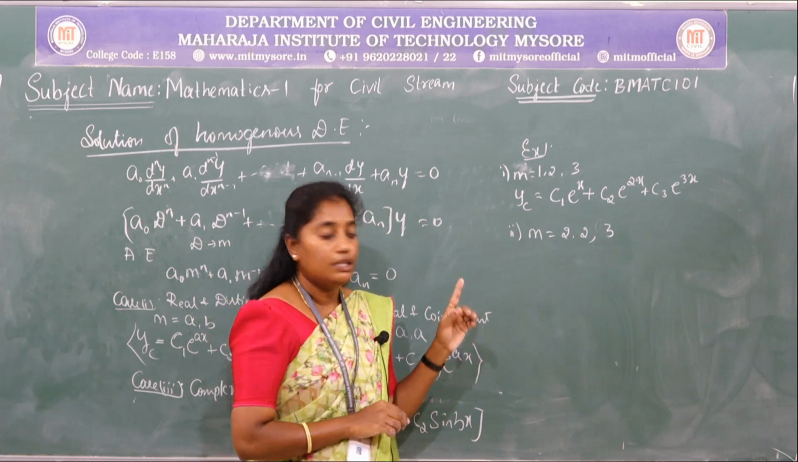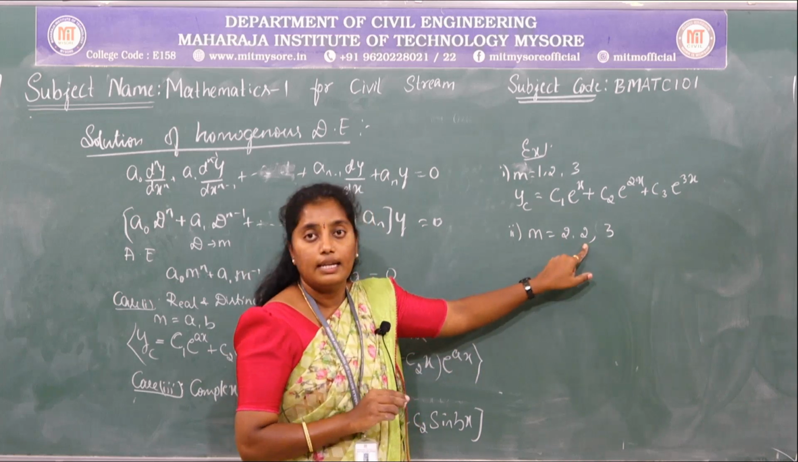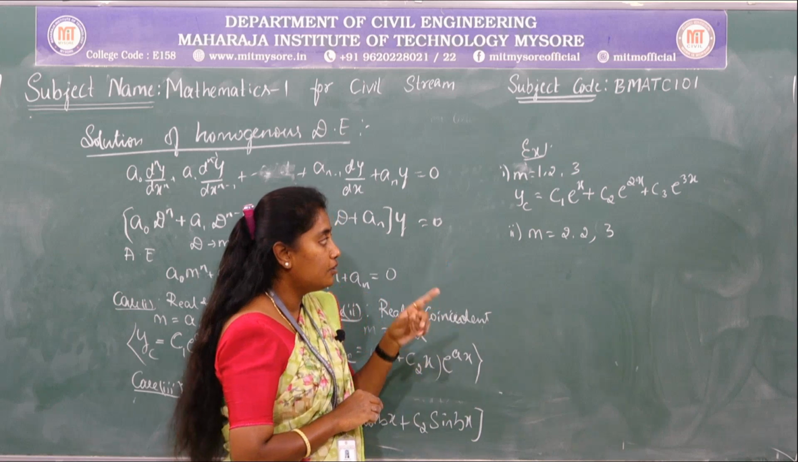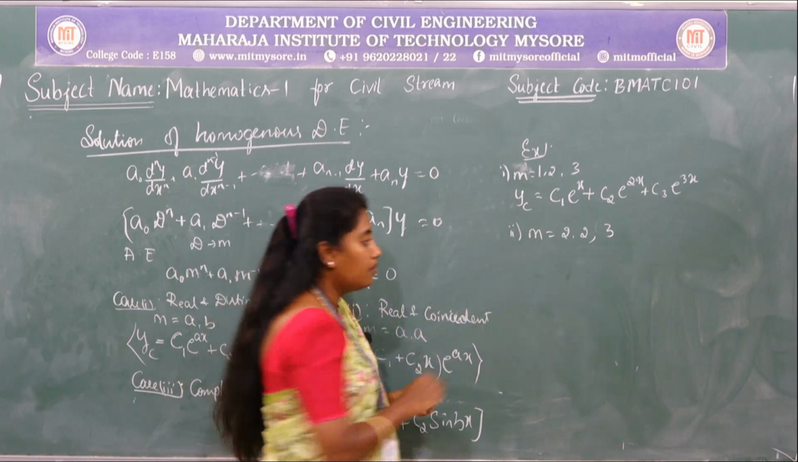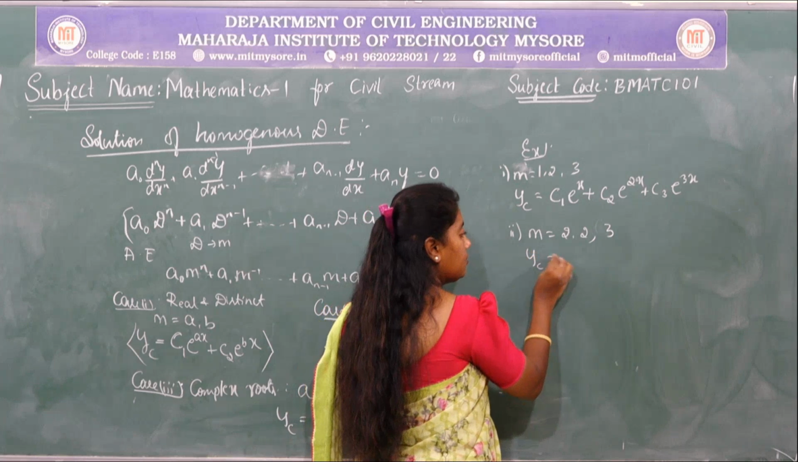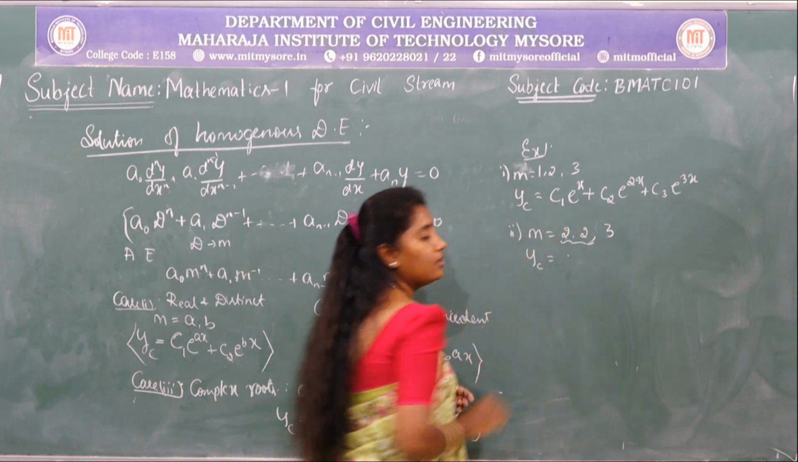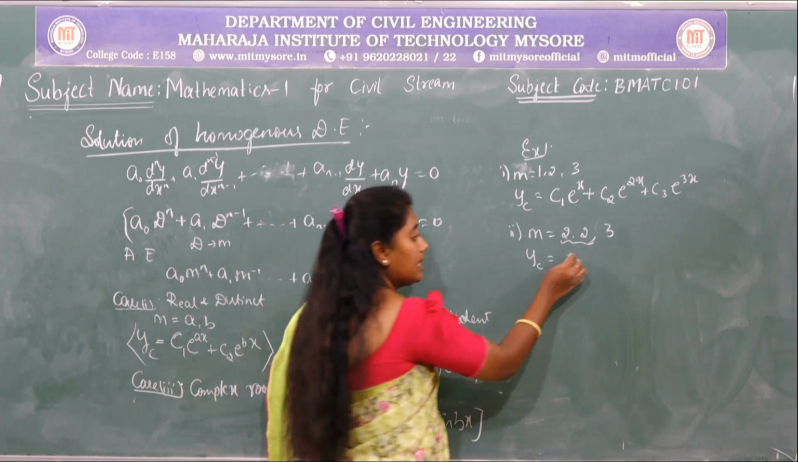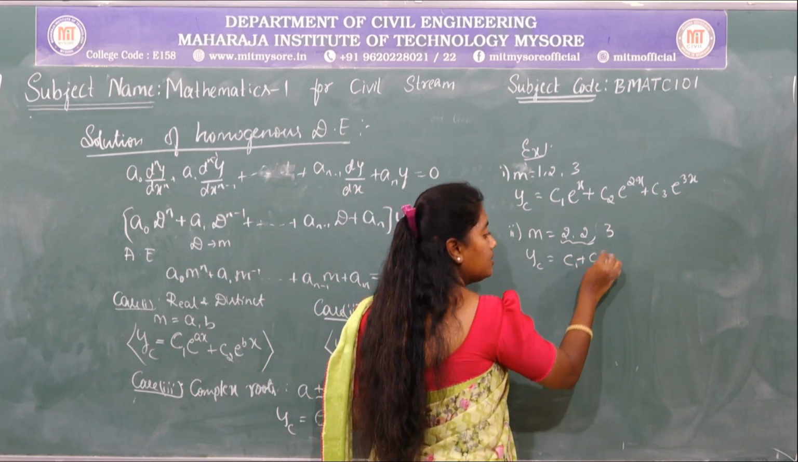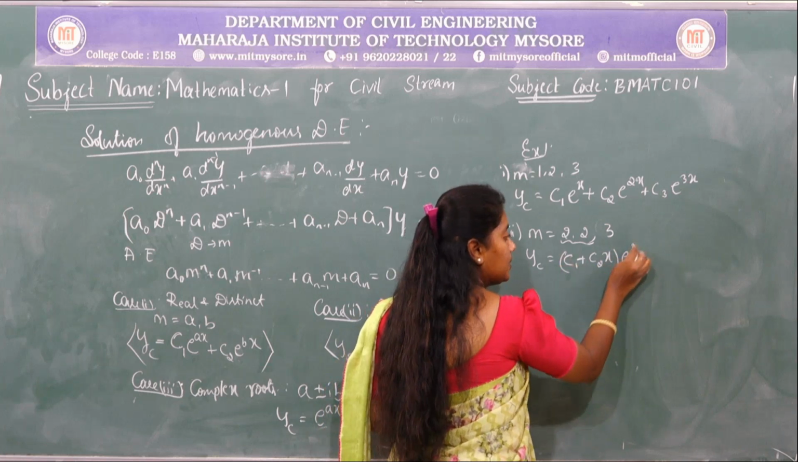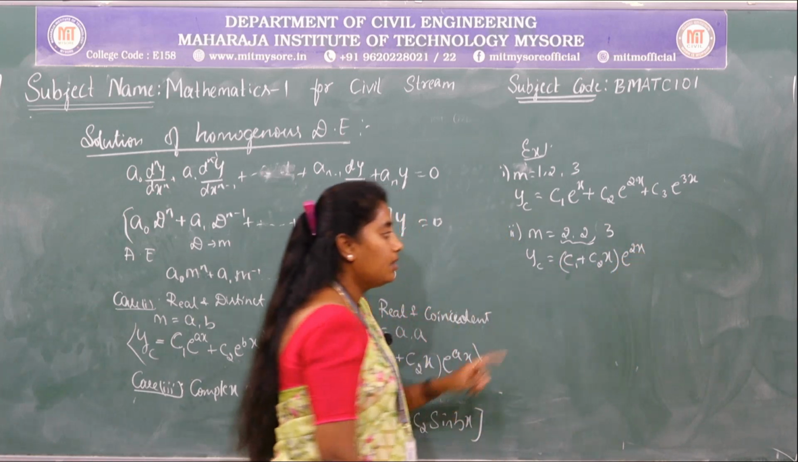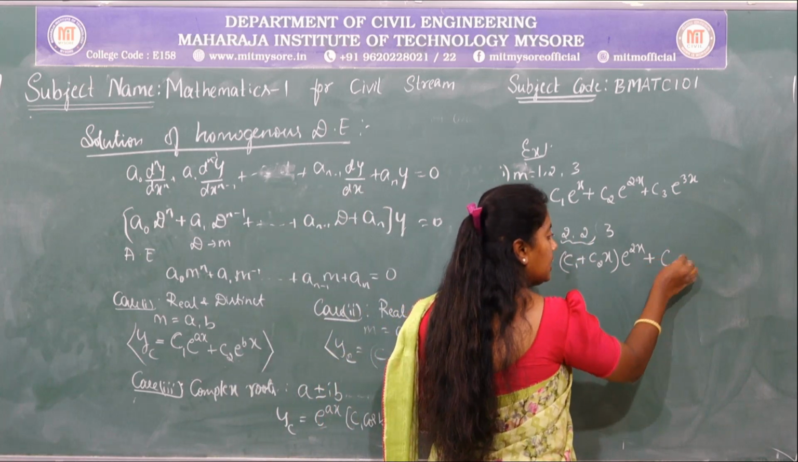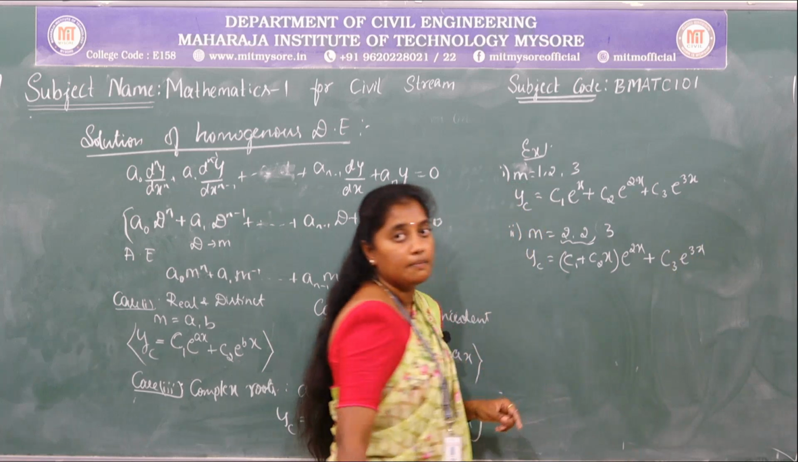Here also we have 3 roots, where 2 are real and coincident and 1 is a distinct root. Since we have 3 roots, we have to select 3 complementary elements. Yc is equal to, for the real and coincident roots, we take the case 2 result, that is c1 plus c2x into e to the power of 2x. This is for the real and coincident roots. And the last, distinct root, c3 e to the power of 3x.